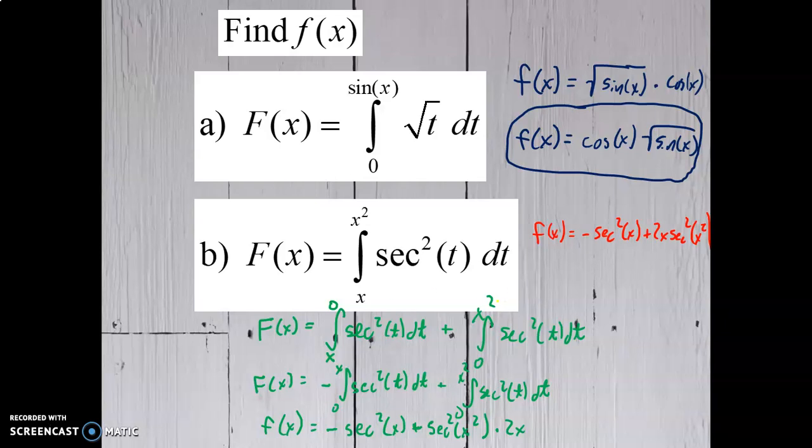Now this one is set up to go, so I can plug in the x squared and then multiply by the derivative of x squared. So secant squared of x squared times 2x. Before I can use FTC on this first piece, I need to flip it so that the constant is on the bottom. So it's going to be negative, and then I'm just going to plug in x here. So it'd be negative secant squared of x plus secant squared of x squared times 2x. And then I rewrote that the way that you would likely see it on a multiple choice question: negative secant squared of x plus 2x secant squared of x squared.